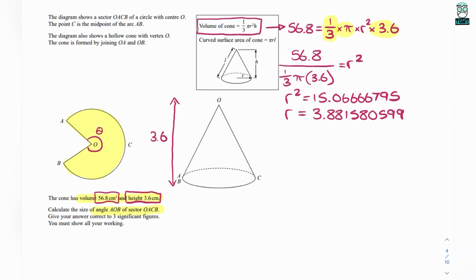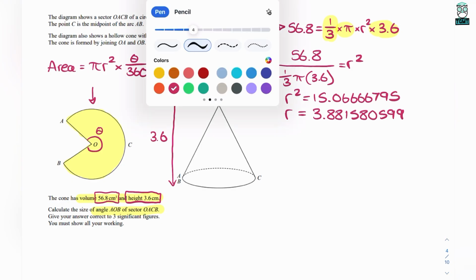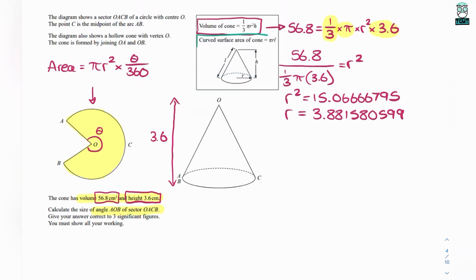Because we know when we're finding the area of a sector, we do the area of a circle, pi r squared, and we'd multiply that by the angle out of 360. So to find that angle, we just need to know what the area is. And the area of that part that I've shaded in is the curved surface area of our cone. So let's look at our curved surface area formula: pi times r times L.